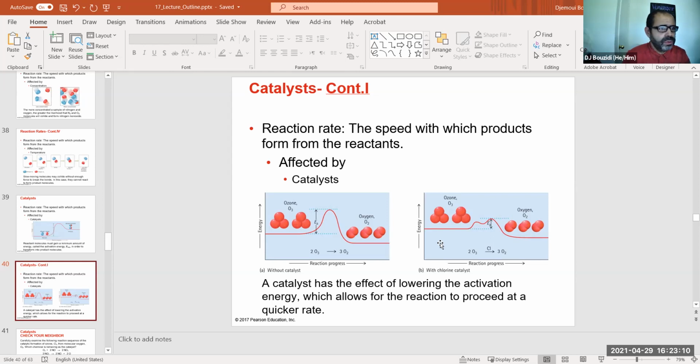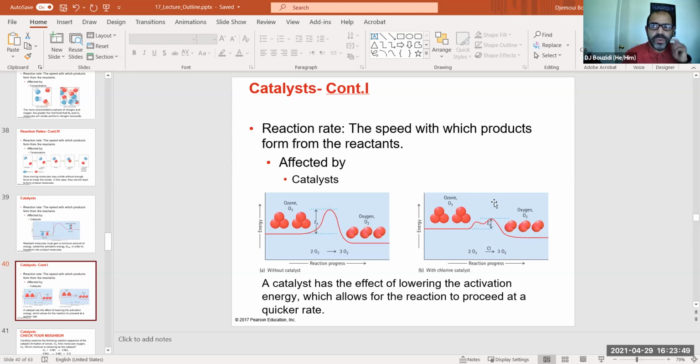Okay, so ozone, for example, can be broken down into regular oxygen using chlorine as a catalyst, and that's why chlorine is devastating to the upper ozone layers because of this chemical reaction. It makes the breaking of the ozone layer much easier, and the ozone layer is broken because now it becomes regular oxygen, and regular oxygen does not absorb as much of the ultraviolet radiation that comes from the sun. So this chemical reaction is really not a desirable chemical reaction at all.